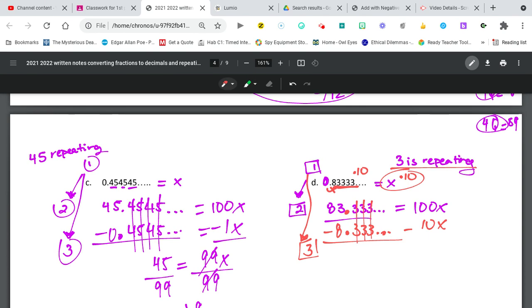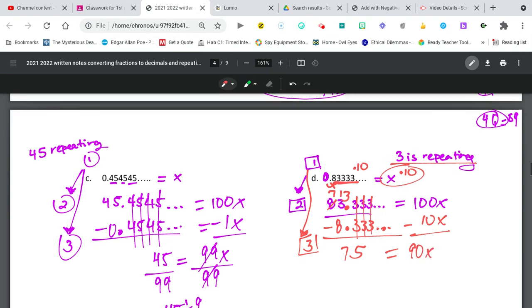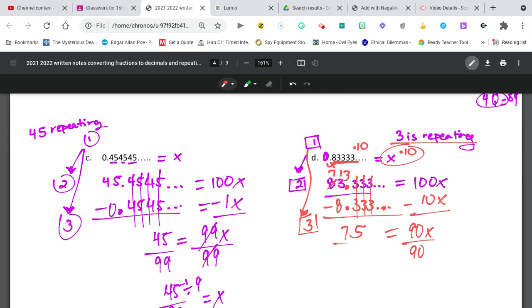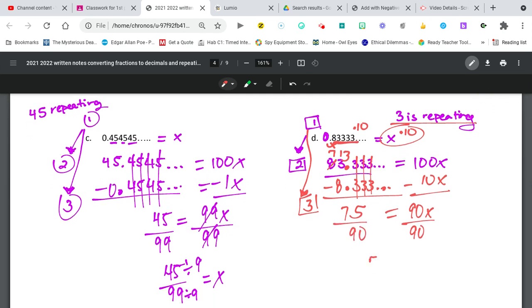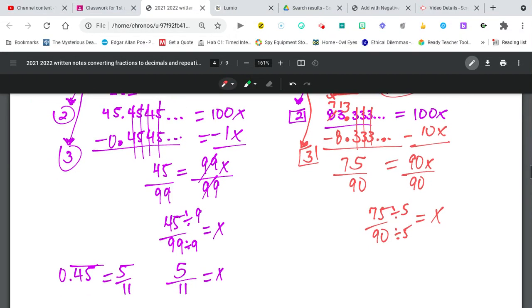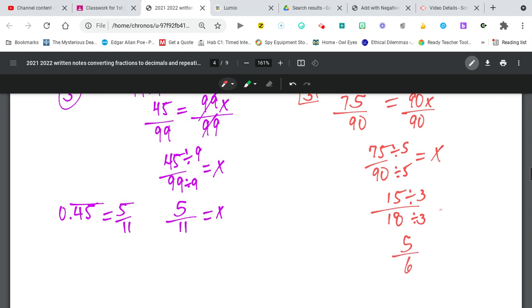Subtract. They cancel. And 83 minus 8, well, I can't do 3 minus 8, so that becomes a 7. That becomes 13. So that's 5 and 7. And then 100x's minus 10x's is 90x's. Divide both sides by 90. That's going to be 75 90ths equals x. I'm going to divide both by 5. That's going to be 15 over 18. I can divide both of these by 3. That's going to be 5 over 6.